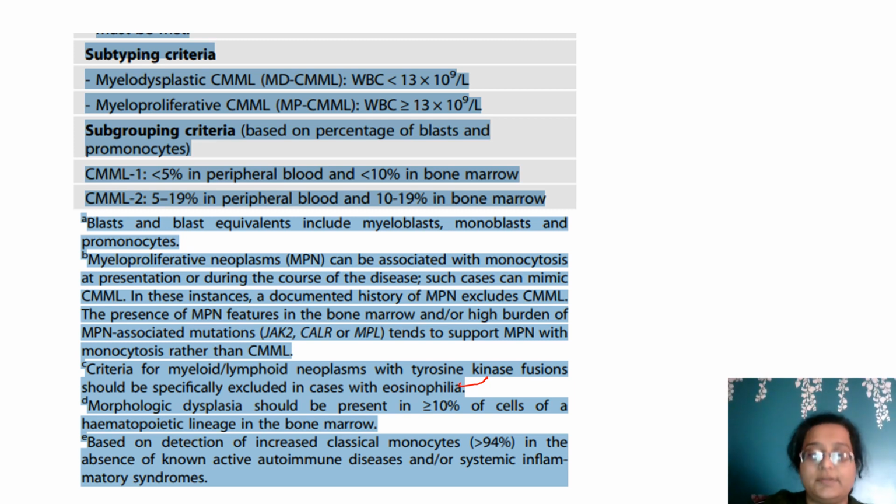D is morphological dysplasia should be therein. That is in the supporting criteria. There's a prerequisite and then there's supporting. So in supporting I told you that more than 10% dysplasia in one lineage should be found, there was a rider in it. Morphologic dysplasia should be present in greater than 10% of cells of a hematopoietic lineage in bone marrow. Last, E, based on detection of increased classical monocytes in the absence of known active autoimmune disease or systemic inflammatory syndrome. What it means to say is that when you detect clonality, monocytes can increase in these autoimmune conditions and systemic inflammatory syndromes, which is why clonality is important to be detected.